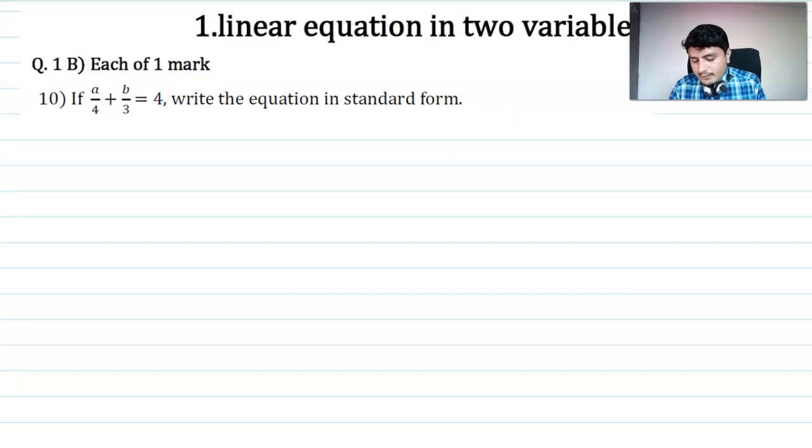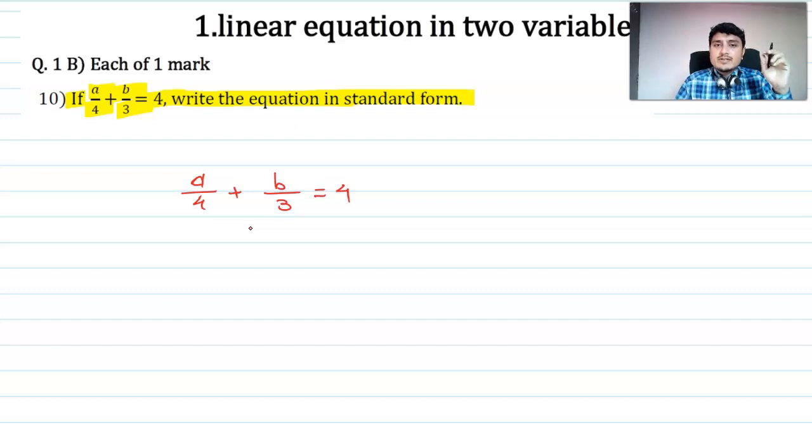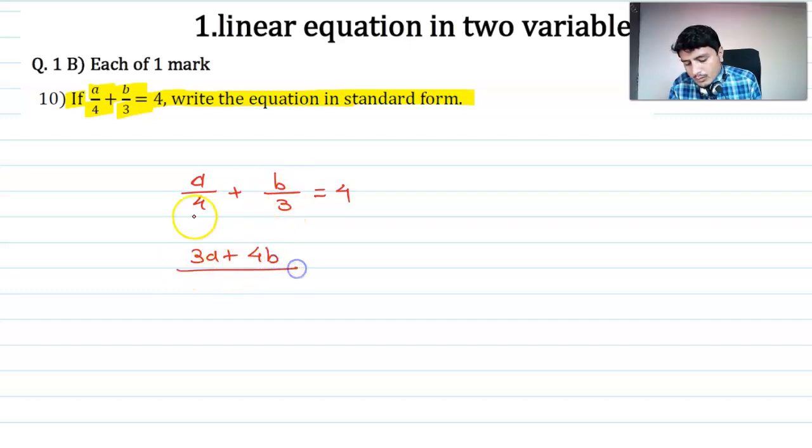Look at question number 10. We are given if a divided by 4 plus b divided by 3 is equal to 4, write the equation in standard form. Standard form means the general form of a linear equation in two variables. So we have here a divided by 4 plus b divided by 3 equals 4. Since there are rationals on the LHS, let's use the addition of rationals by cross multiplication. So a into 3 becomes 3a plus 4 into b becomes 4b, whole divided by 4 threes are 12, equals 4.